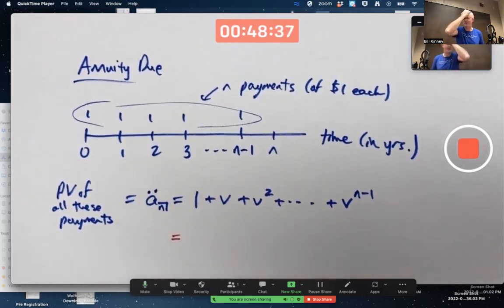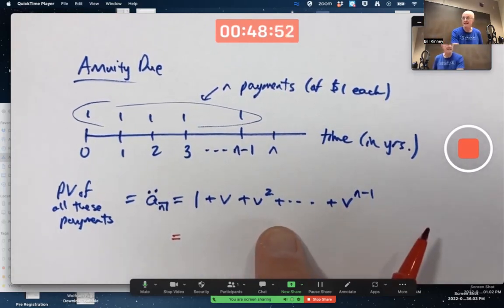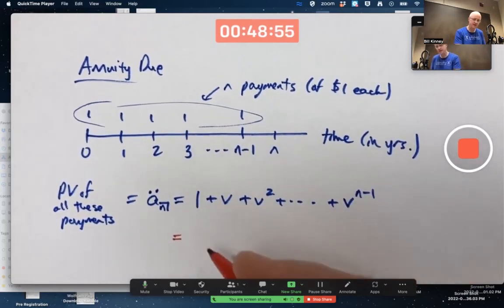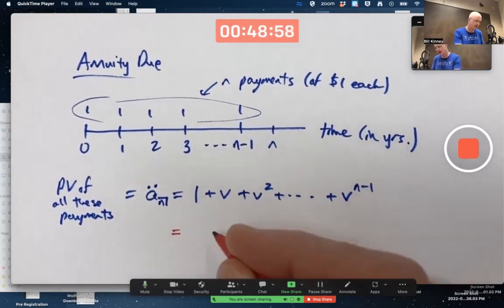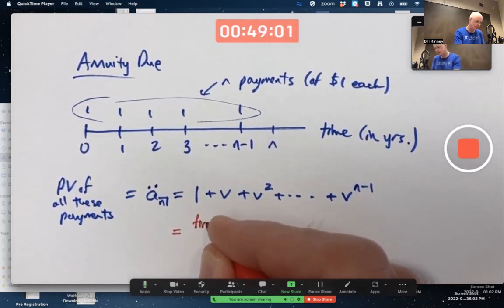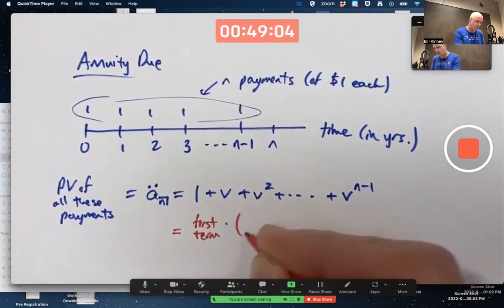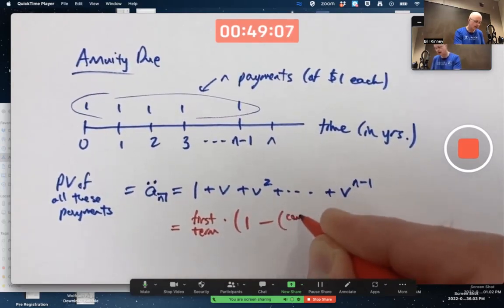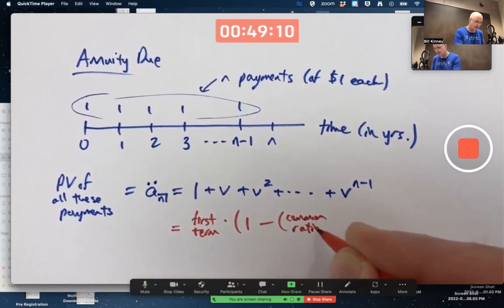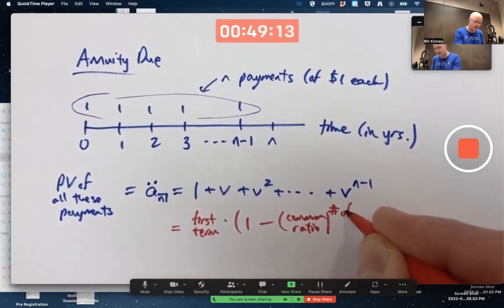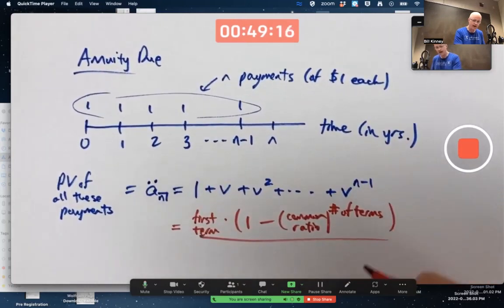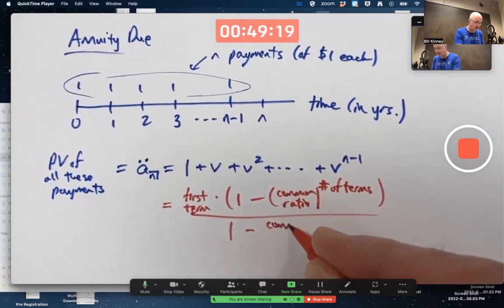Oh, but we got to remember, what's the formula for the sum of a finite geometric series? Actually, the sum of an infinite geometric series is simpler, right? You remember that? It's a over 1 minus r is how it's often written, where a is the first term and r is the common ratio. The common ratio here is v. With a finite geometric series, I always remember the formula in words first. I remember it as the first term times 1 minus the common ratio to a power equal to the number of terms, all divided by 1 minus the common ratio. That's how I remember it.